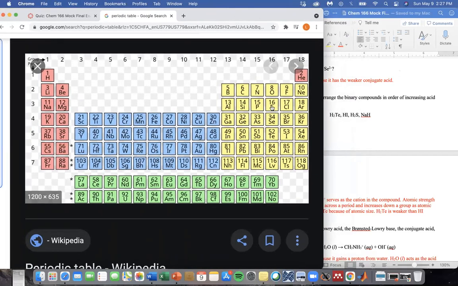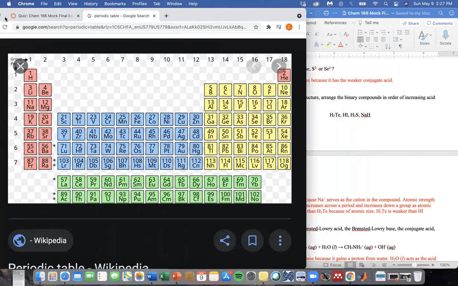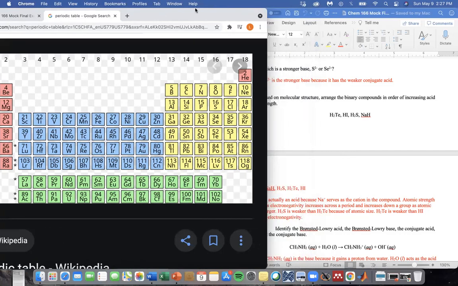So for example, here, H2Se is going to be the stronger acid because it's a larger atom, and so it'll be able to lose that hydrogen more easily. And so H2S would be the weaker acid. So you could go that way and say, okay, if a weaker acid has a stronger conjugate base, that means S2 negative is going to be a stronger base because H2S is weaker than H2Se. That's one way you could think about it.